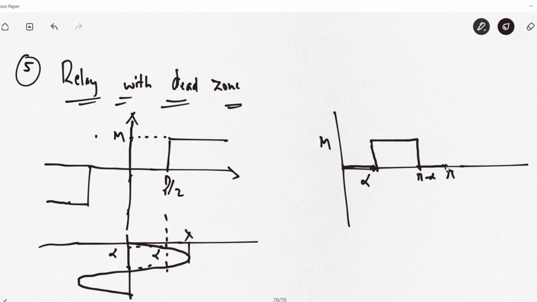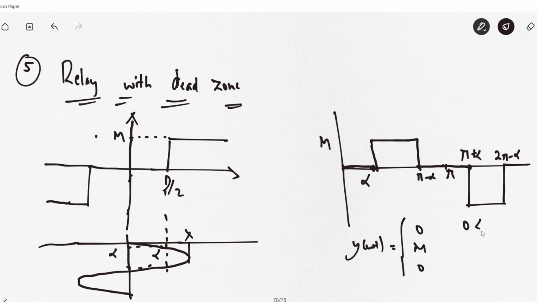Again, from pi to pi plus alpha it will be 0, then from pi plus alpha to 2 pi minus alpha it will be a curve like this. So this is pi plus alpha, this is 2 pi minus alpha. So y of omega t is equal to 0 from 0 to alpha, equal to M from alpha to pi minus alpha, and equal to 0 from pi minus alpha to pi.